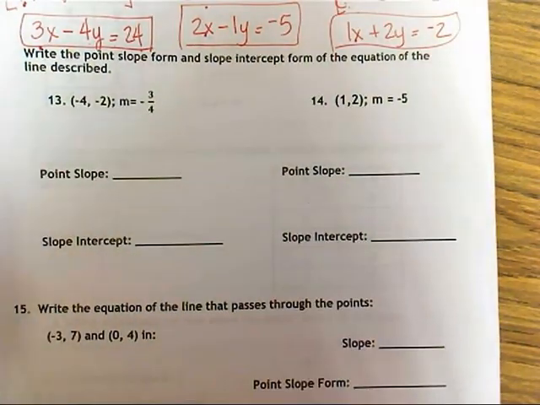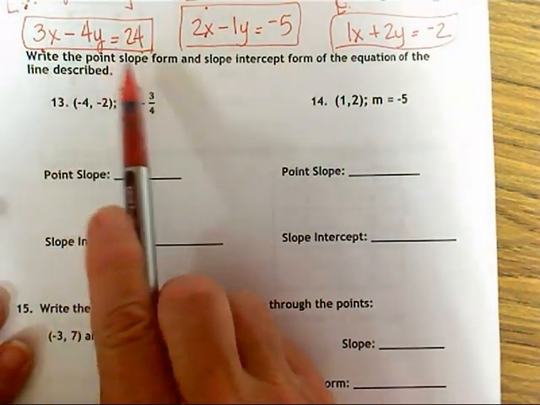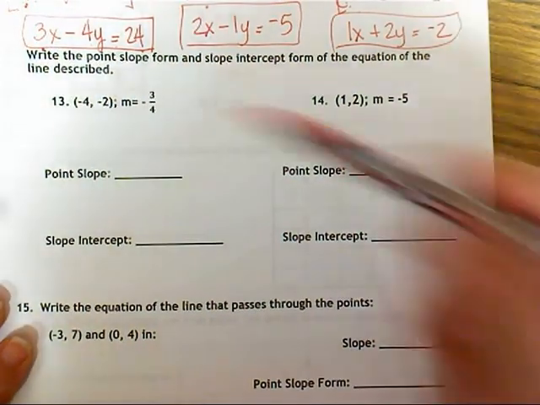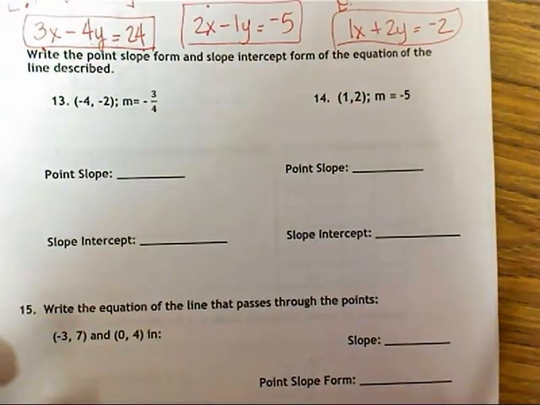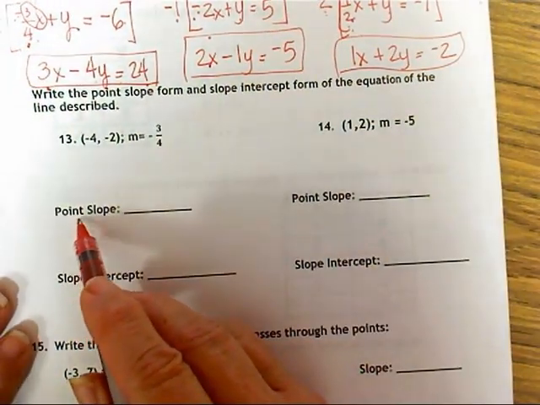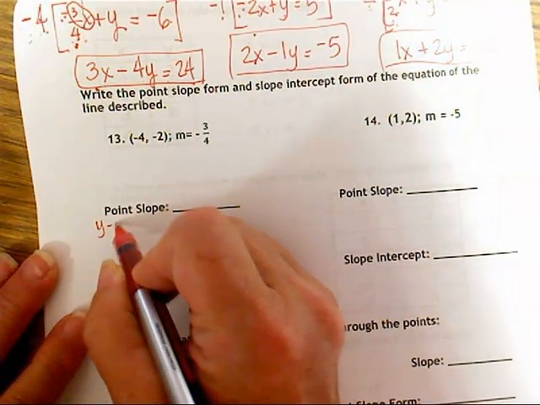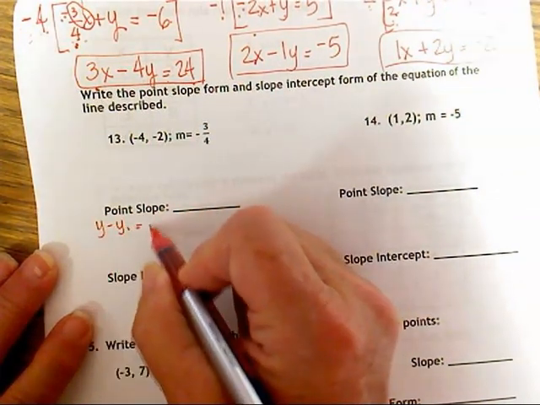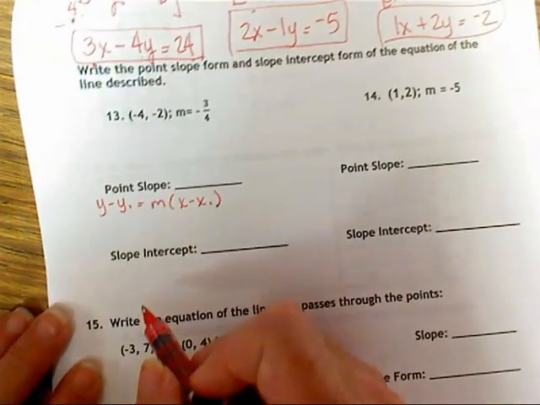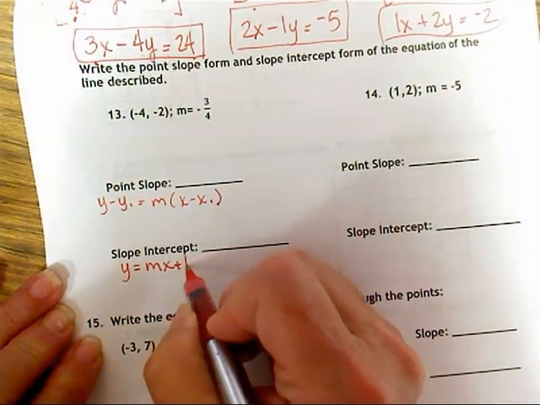Okay, let's finish this study guide. On numbers 13 and 14, we need to write the point-slope form and slope-intercept form of the equation of the line described. So on your test, I don't know why we didn't do it this way, but we forgot to list the formulas. So the point-slope, that's just y minus y1 is equal to m times x minus x1. And I think you know the slope-intercept form by now is y equals mx plus b.